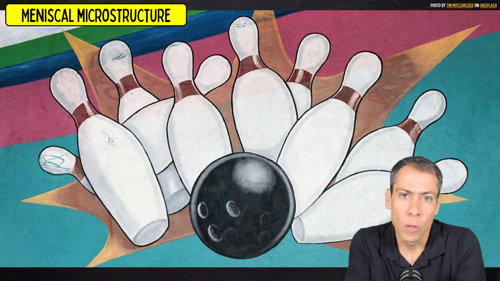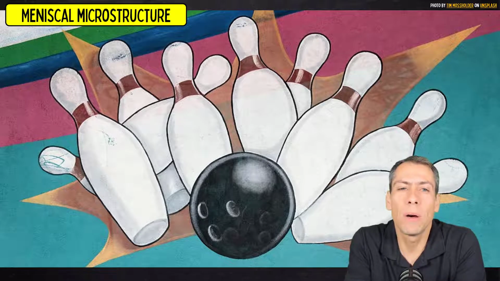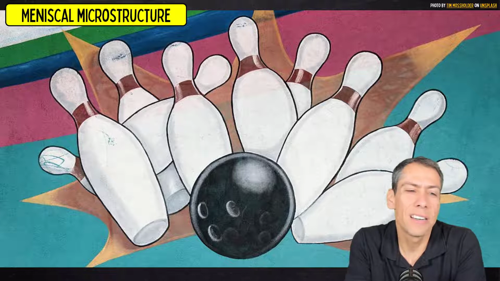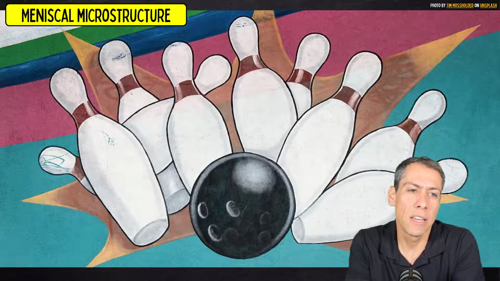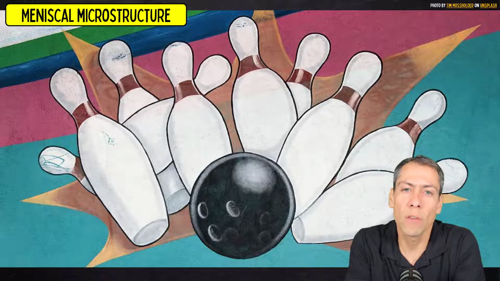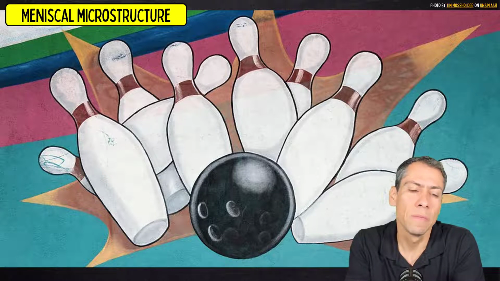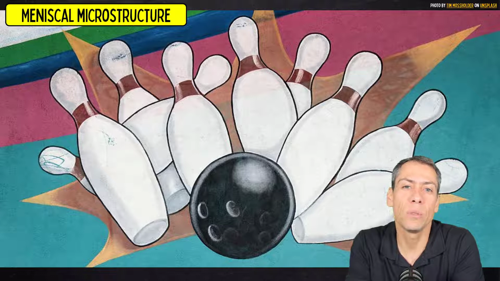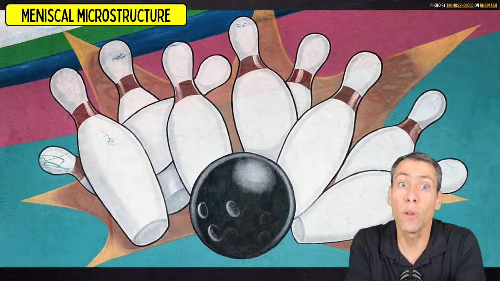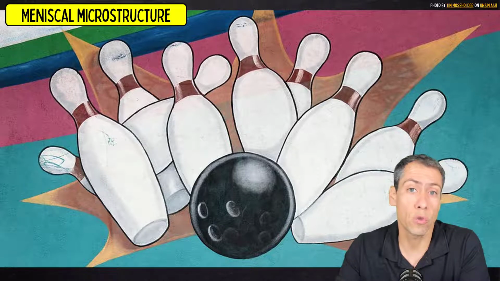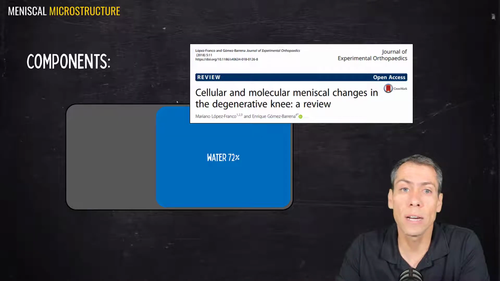And first thing, why is it so important to know more about the meniscal microstructure? I have a simple answer for you. Because if you understand the meniscal microstructure, especially the structure of the collagen fibers, it will be a lot easier for you to understand the patterns of meniscal tears and their repercussions, their complications. So let's do it right now.